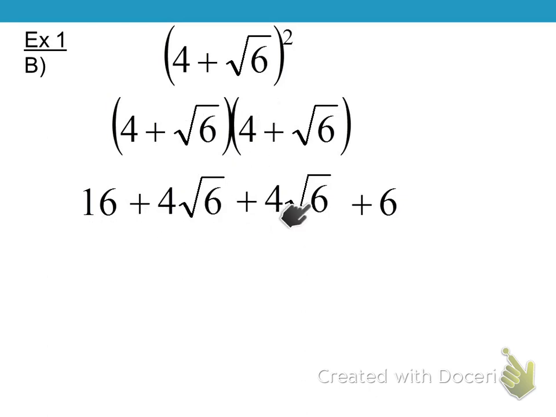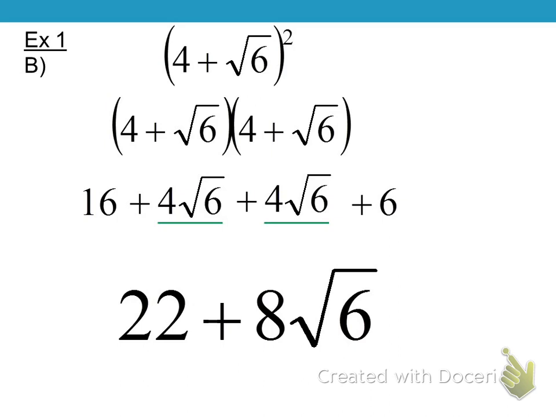So I can actually add the terms in the middle because they have the same radical. I can add the terms on the outside because they're both just regular old numbers. We call them constants. 22 plus 8 square root 6. So yes, you're going to get 22 plus 8 square root 6. And you're done. You can't make it like a 30 square root 6 because the 22 does not have a radical, but the square root 6 does. Questions?